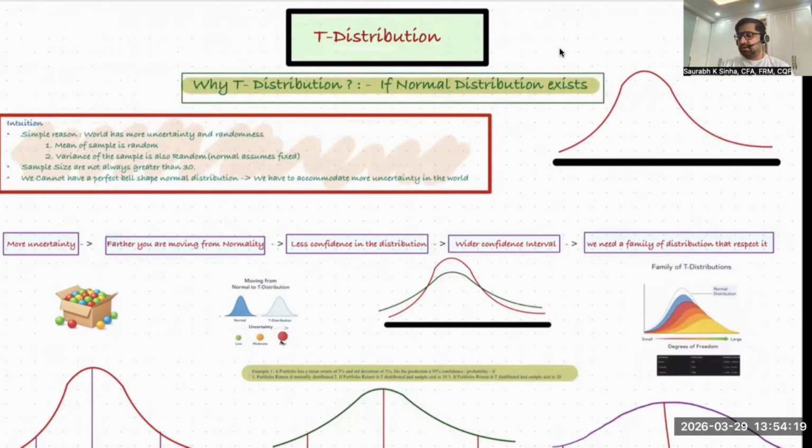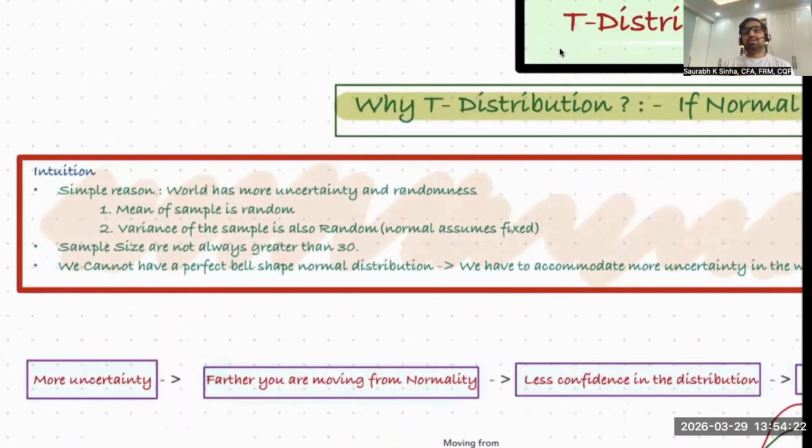So the simple rationale for why one should not be using normal distribution is that in this world, the data has a lot of uncertainty and randomness, which normal distribution does not respect. Yes, it says that the mean of the sample is random, but it disrespects that the variance of the sample is also random. Normal distribution assumes that it is fixed. Okay. Another problem with the normal distribution is that it comes into the picture statistically, mathematically, when the sample size is greater than 30, as per the central limit theorem.